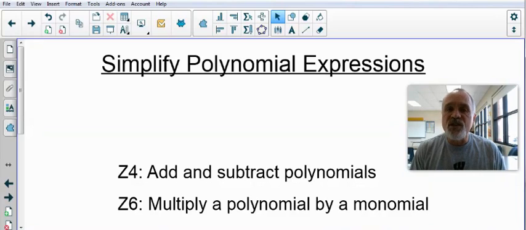We're going to start out with Z4, which is the combining, that's adding and subtracting, and then we'll look at multiplying polynomials. Z6 is when you multiply a monomial times a polynomial, and you'll learn what that means later. Okay, so let's go ahead and get started. Let's get rid of this.